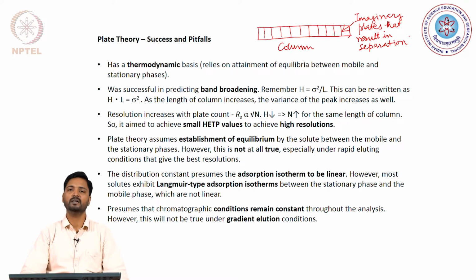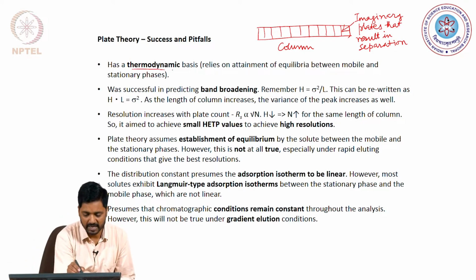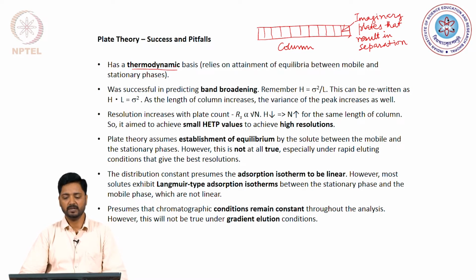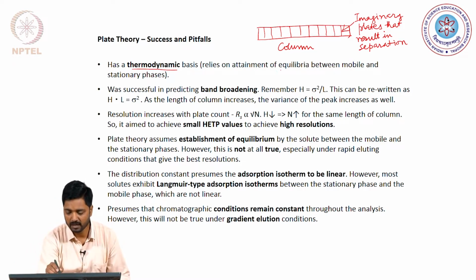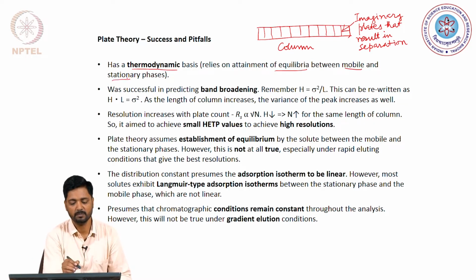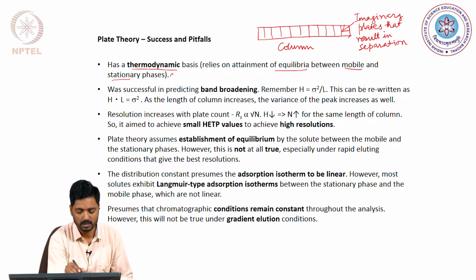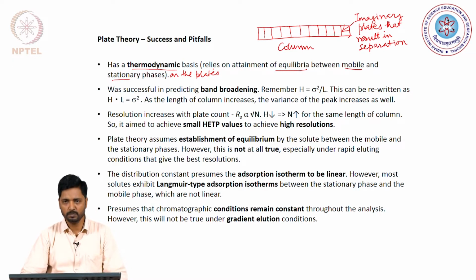So, plate theory was based on the thermodynamic concept, that is, it relied on attainment of equilibria between the mobile phase and the stationary phase on the theoretical plates. It presumed that on each plate there is an equilibration that happens between the mobile and the stationary phase. Now, one of the first successes of this plate theory was in establishing that band broadening occurs as the solute passes through the chromatographic column.